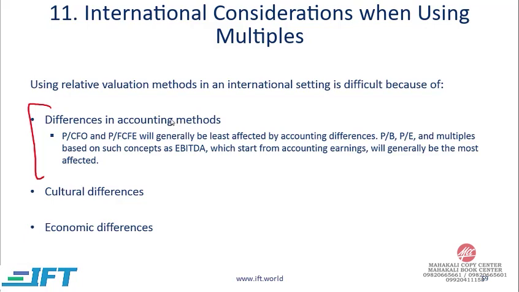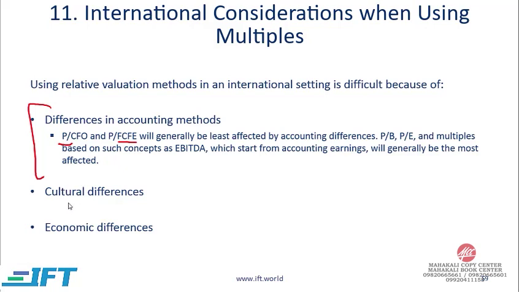Level 1 FRA, level 2 FRA. If companies in different parts of the world are using different accounting standards, then any accounting related measure such as earnings or EBITDA or book value is going to be influenced by the accounting standard being used. Having said that, ratios such as price to cash flow, be it CFO or be it FCFE, would be relatively less impacted by accounting differences.